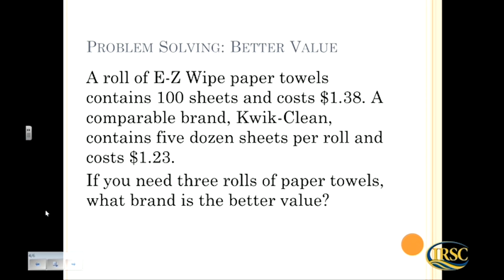Okay, a roll of easy white paper towels contains 100 sheets and costs $1.38. A comparable brand, Quick Clean, contains 5 dozen sheets per roll and costs $1.23. So comparable, however you pronounce that. If you need 3 rolls of paper towels, what brand is the better value?